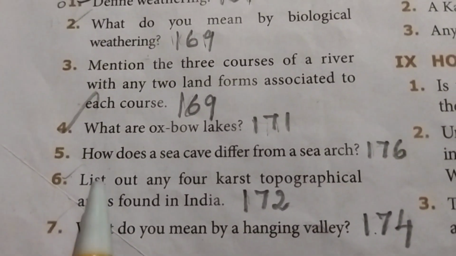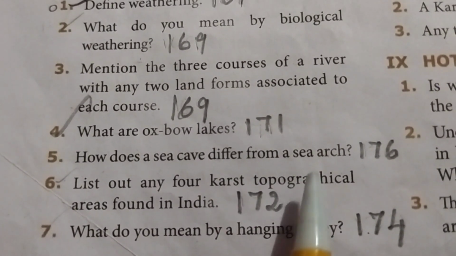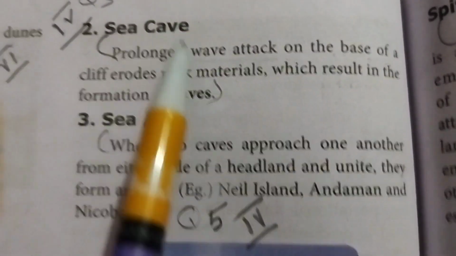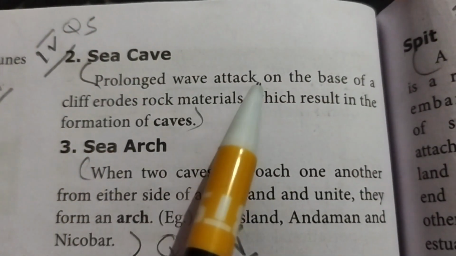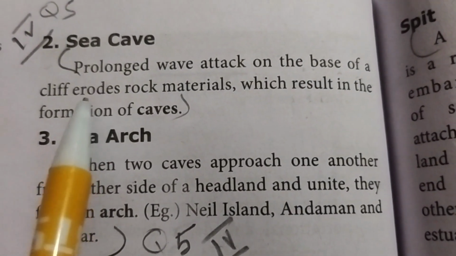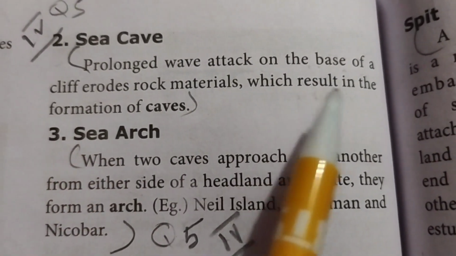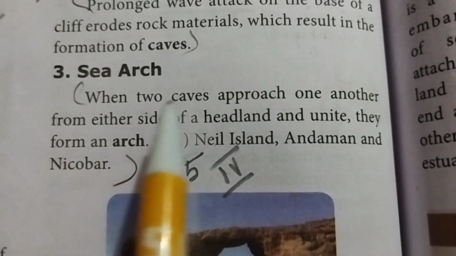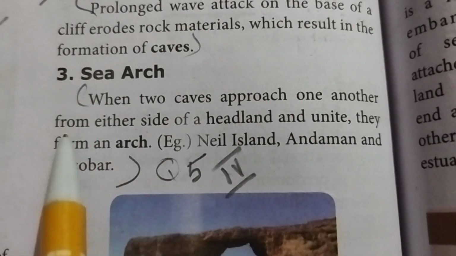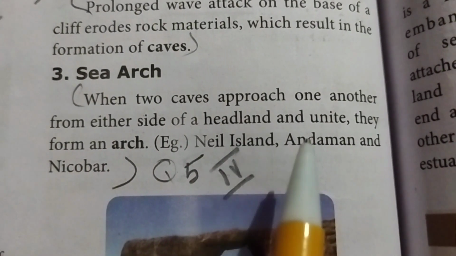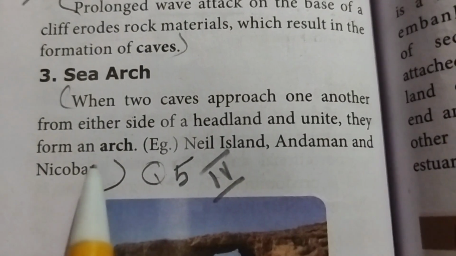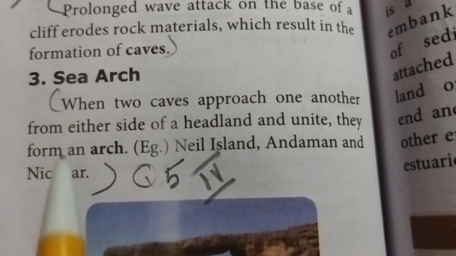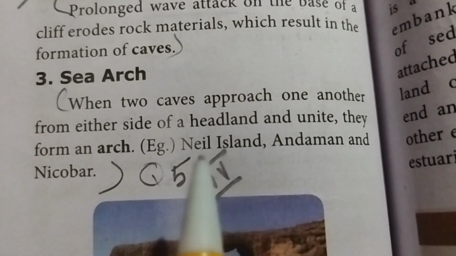Fifth question, how does a sea cave differ from a sea arch? Page number 176. Sea cave: prolonged wave attack on the base of a cliff erodes rock materials which result in the formation of caves. Next one, sea arch: when two caves approach one another from either side of their headland and unite, they form an arch. Example, Nile Island, Andaman and Nicobar. இது வரைக்கும் fourth Roman letterல fifth question answer.